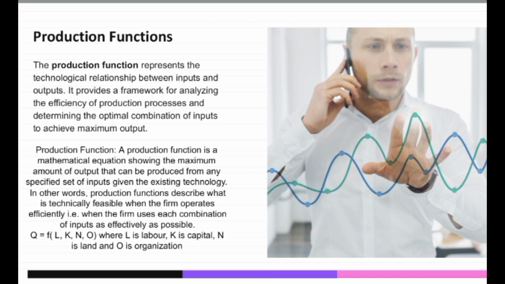So it shows what will be the output when the company or the market produces at its maximum capacity or efficient capacity. We will see here the function is Q equals a function of L, K, N, and O, where L is known as labor, K is capital, N is land, and O is organization, which is also known as entrepreneurship.